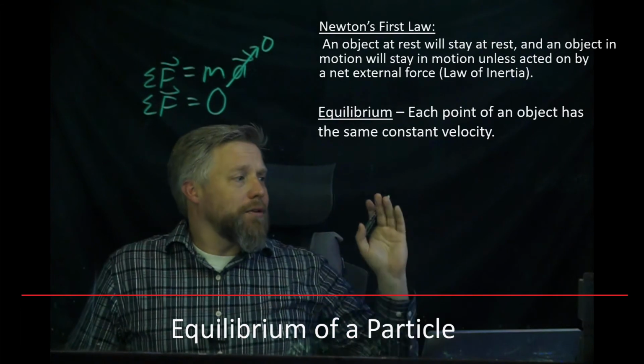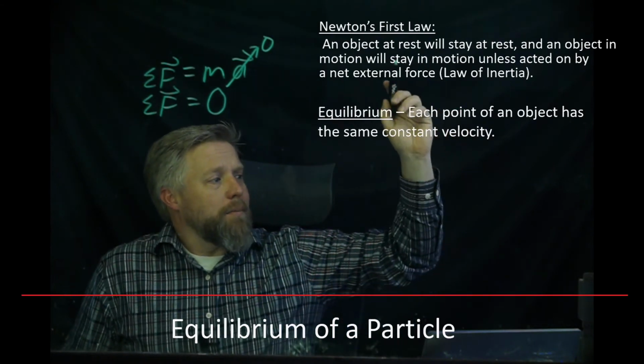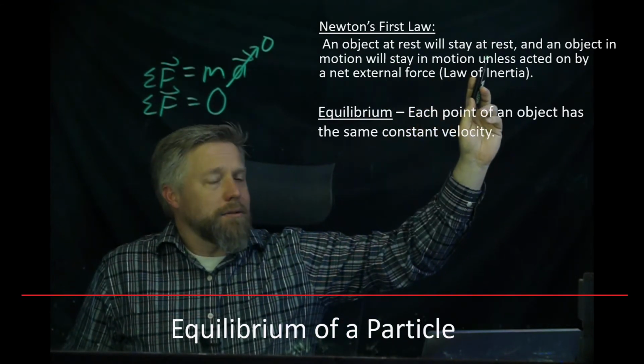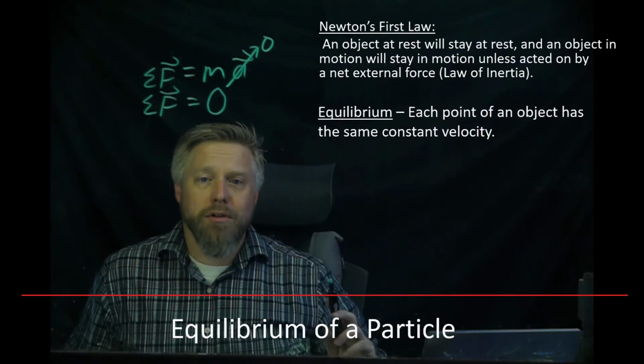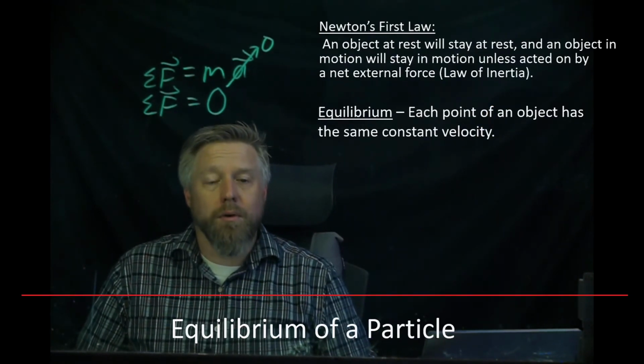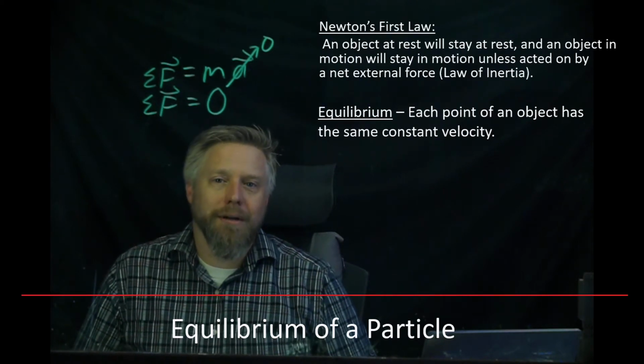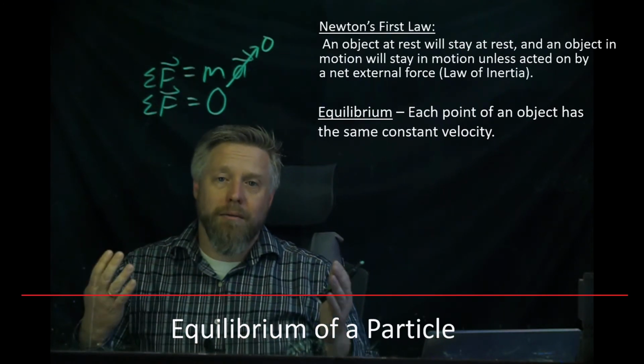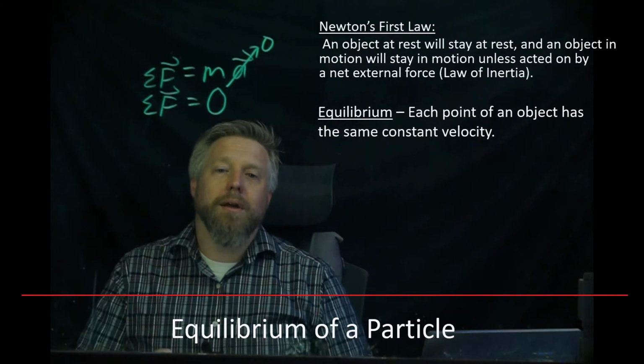So if we look back at Newton's first law, that means that an object at rest will stay at rest, or an object in motion will stay in motion. So we're not necessarily just looking at objects that are not moving. We're looking at objects that are not accelerating. So an object could either be at rest or going at a constant speed.